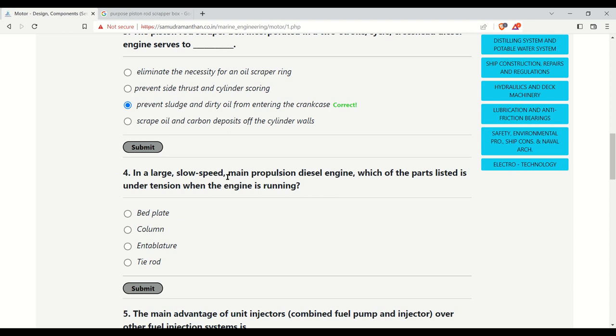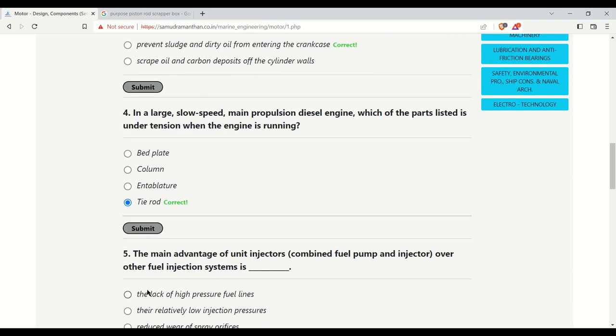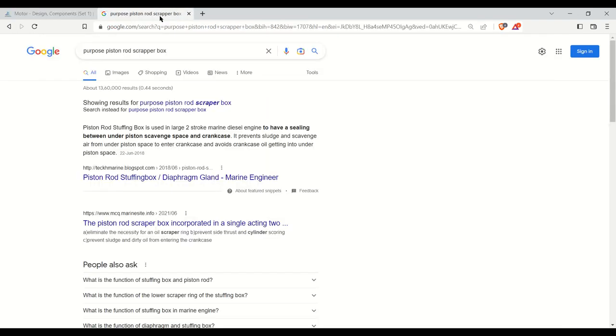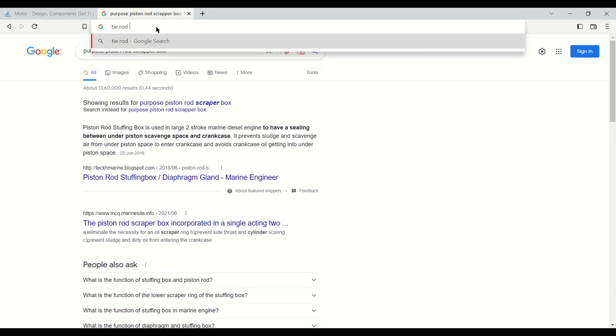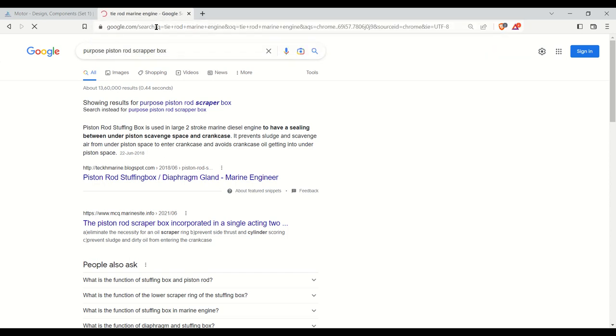In a large slow speed main propulsion diesel engine, which of the parts listed is under tension when the engine is running? This is one of the simplest questions, I think. Bed plate should not be here, and it should be the tie rod. Yes, it's the tie rod. We will see how the tie rod looks in the marine engine.